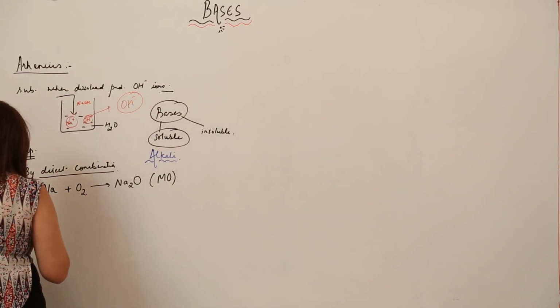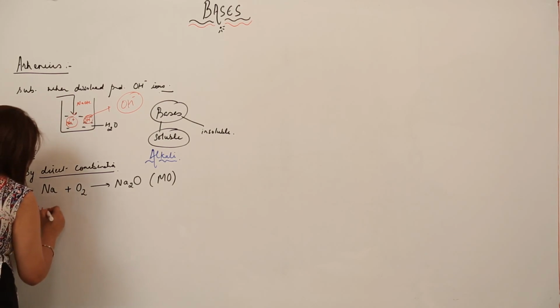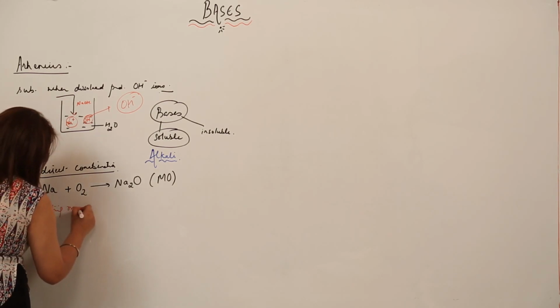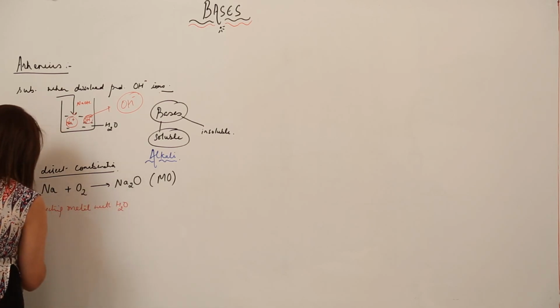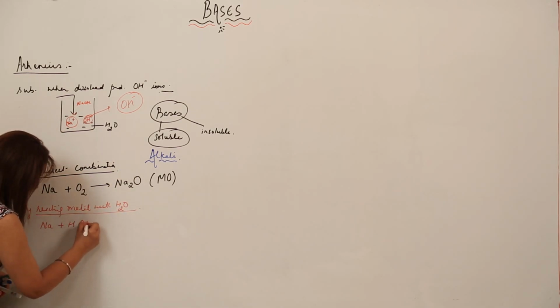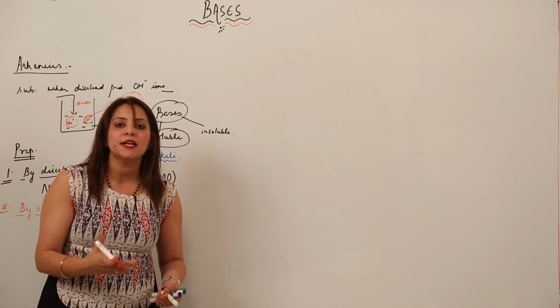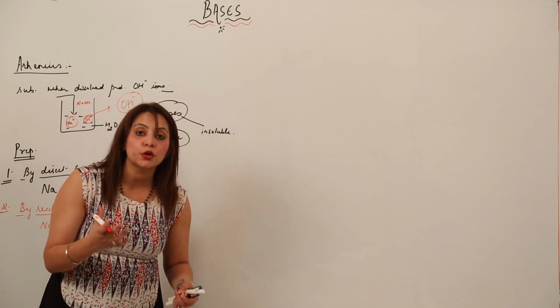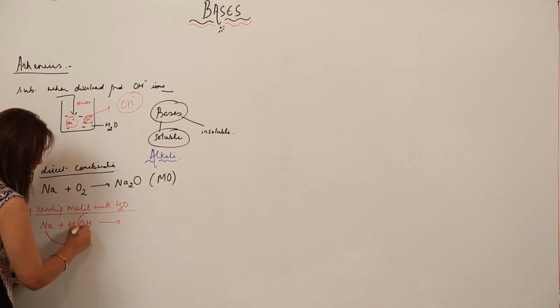Another method is by reacting metal with water. Suppose I have a metal, again sodium, and I am reacting it with water. We know when a metal reacts with water, or any substance which reacts with water, it combines with the hydroxide ion. So this is what it is doing here. Na is combining with the hydroxide ions.